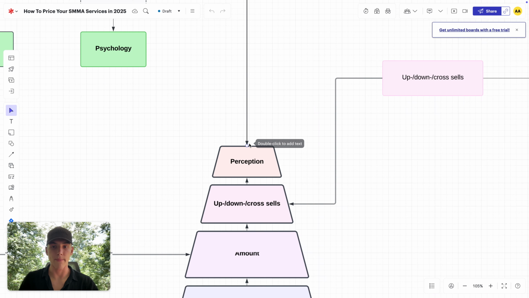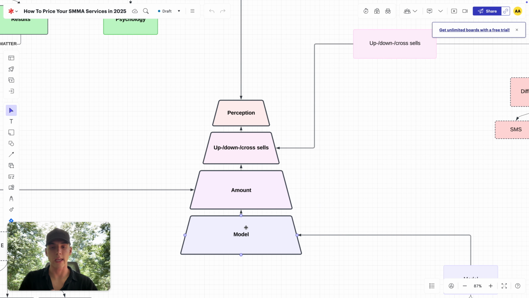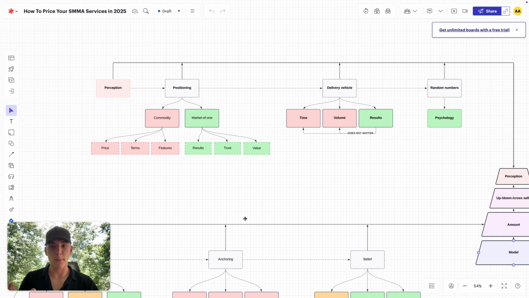Lastly, the perception. All of this is fine and dandy. We have the model, we have the amount, we have the up, down, and cross sells, but how do we package this to actually get the person to close and for them to feel like this is the deal of a lifetime? A couple of different elements.